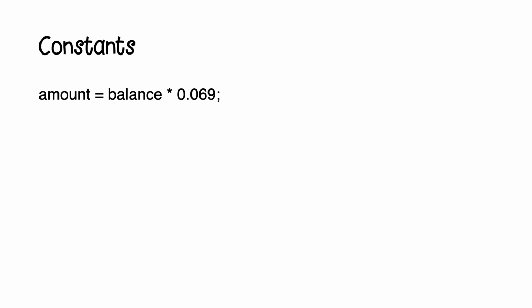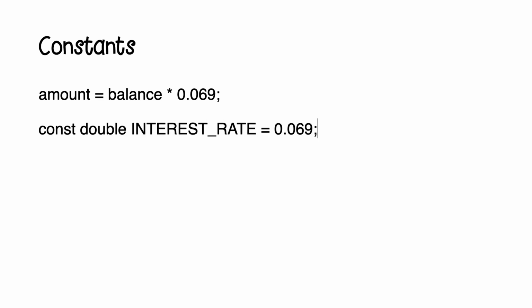A named constant is like a variable, but its content is read-only and cannot be changed while the program is running. Here's a definition of a named constant. So we have double, the data type. We have the name, interest rate. We still set it equal to 0.069.